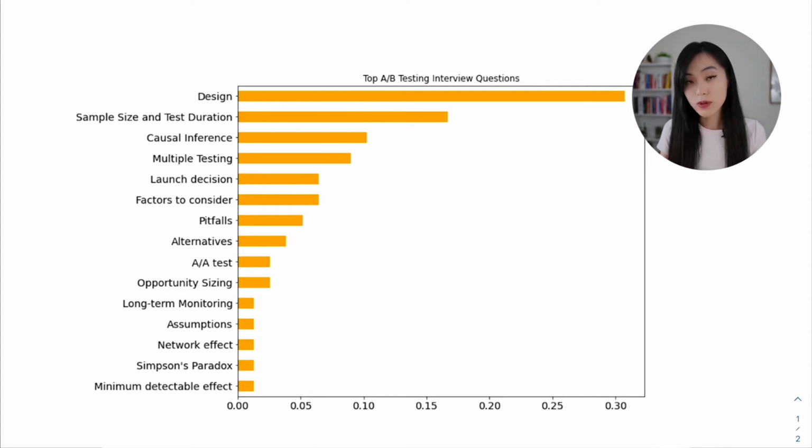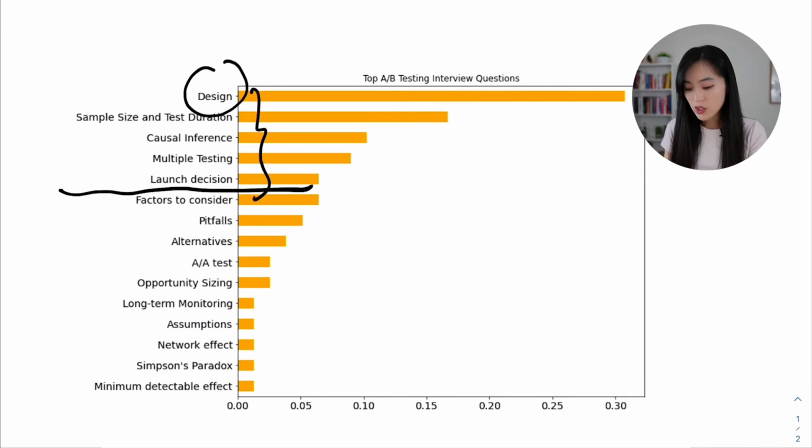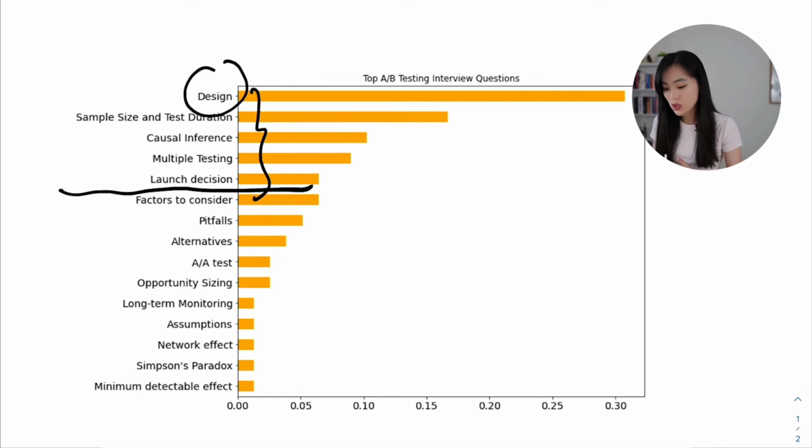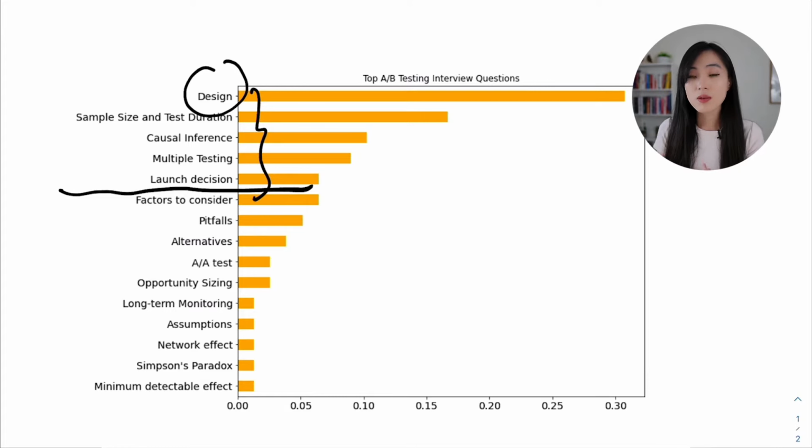Now let's dive in. Here's a diagram showing the distribution of top A/B testing interview questions. I created this diagram after analyzing over 350 interview questions from 46 companies. Let's look at top 5 A/B testing interview questions. The design question is a top A/B testing interview question. It accounts for over 30% of interview questions. It means one of the 3 questions is the design question.